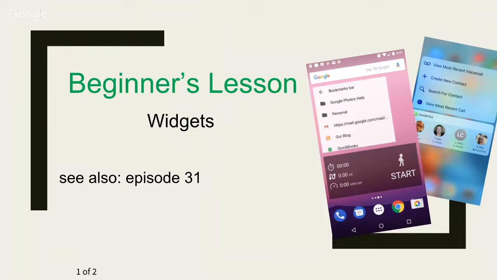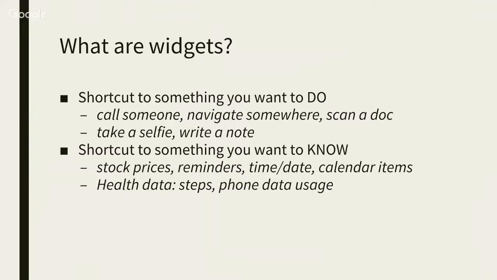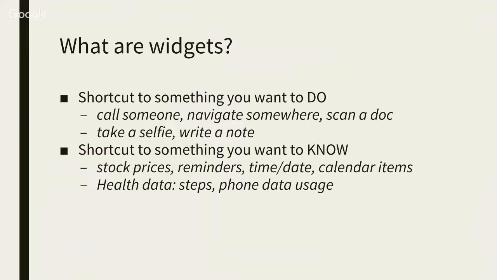So this is what widgets look like, those two screens on the right. What are they? Well, I say that they're just shortcuts, but they do a little bit more than just a shortcut to an app. Sometimes they will do something for you. So they're shortcuts to something that you want to do, such as call somebody, or navigate somewhere, or scan a document, or take a selfie, or write a note.